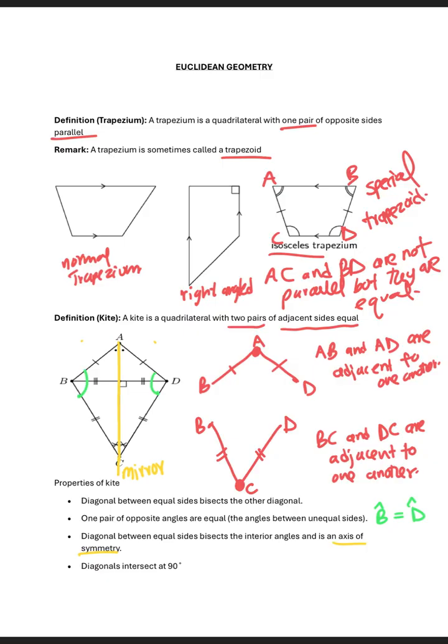And then the diagonals intersect at 90 degrees. It means that the diagonals AC and BD are perpendicular to one another. So that's what it means.